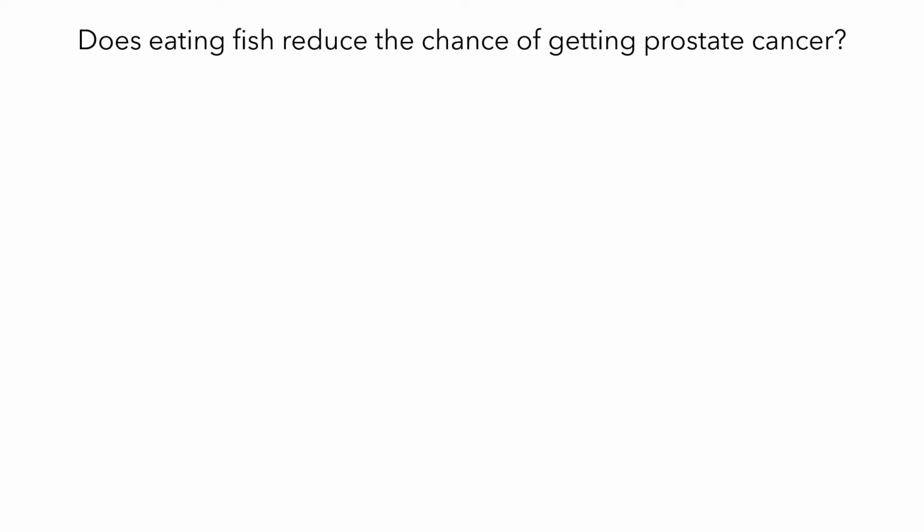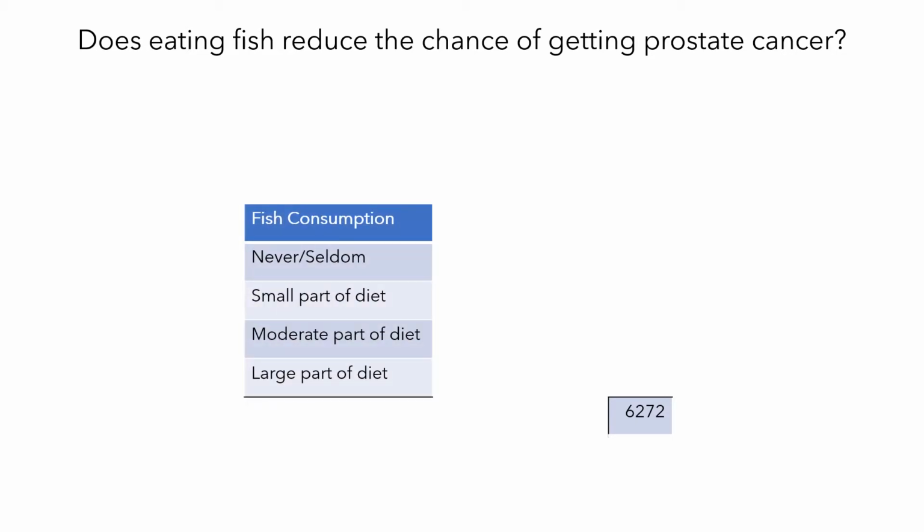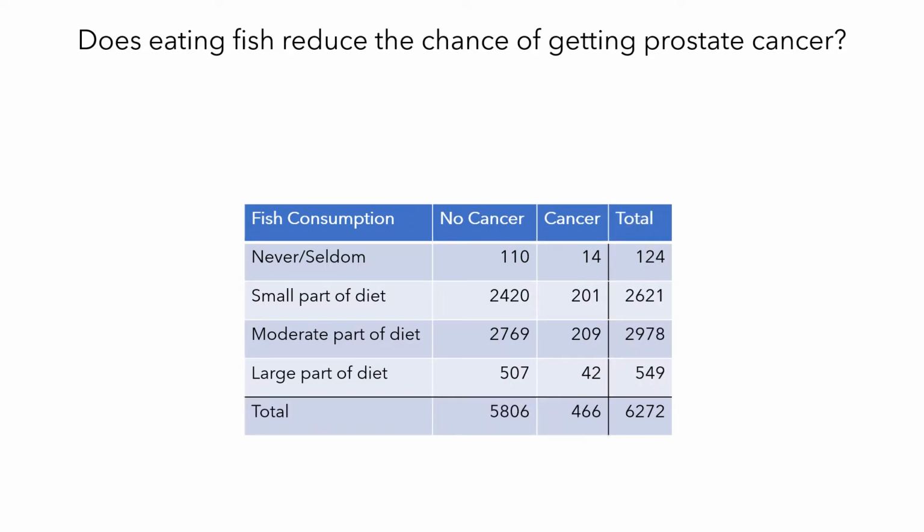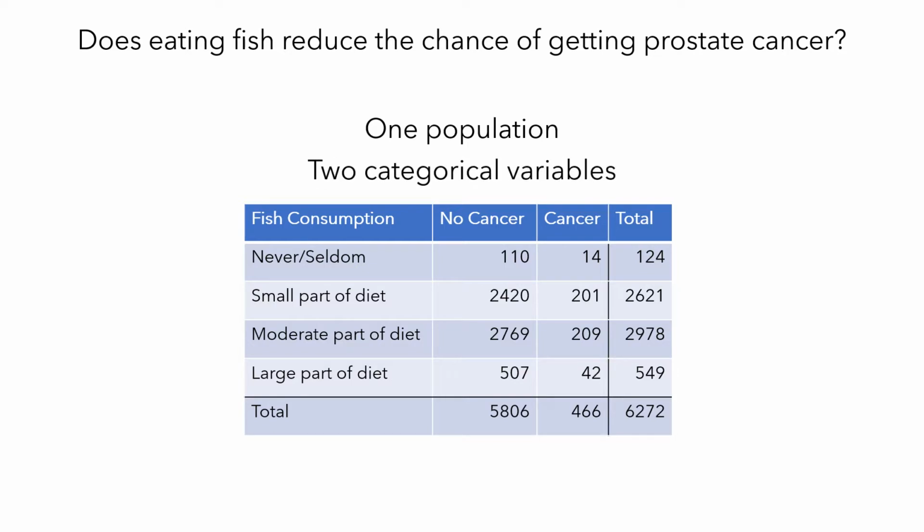They surveyed 6,272 men and asked them how much fish they typically ate. Then they followed the men for the rest of their lives and identified whether or not they got cancer and counted the results. Then they found the totals for each row and column. So in this scenario, there is one population with two categorical variables.